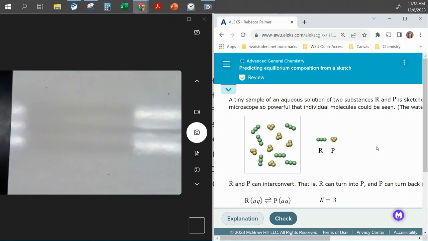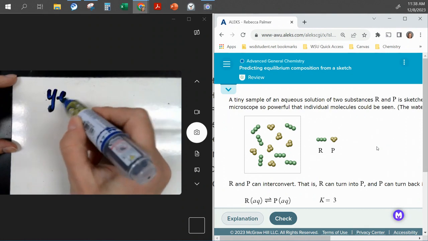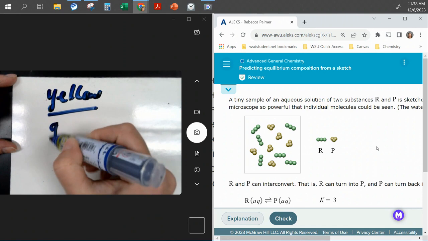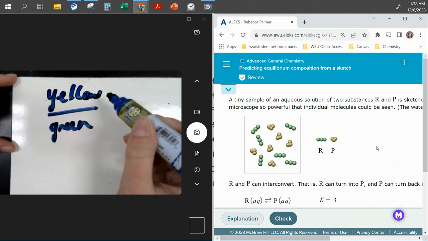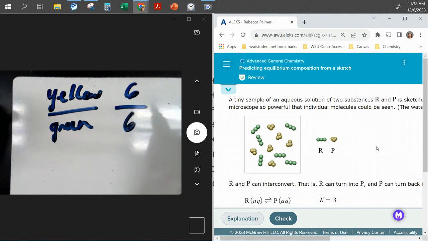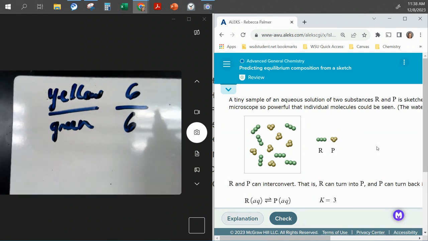And we have product is yellow over reactant is green. So I'm going to count how many yellow ones there are. 1, 2, 3, 4, 5, 6. And there are 1, 2, 3, 4, 5, 6 green ones. Okay, so there's a total of 12 molecules. At the end, I still have to have 12 molecules. Okay, and the equilibrium expression, when it's at equilibrium, this will be 3 over 1.